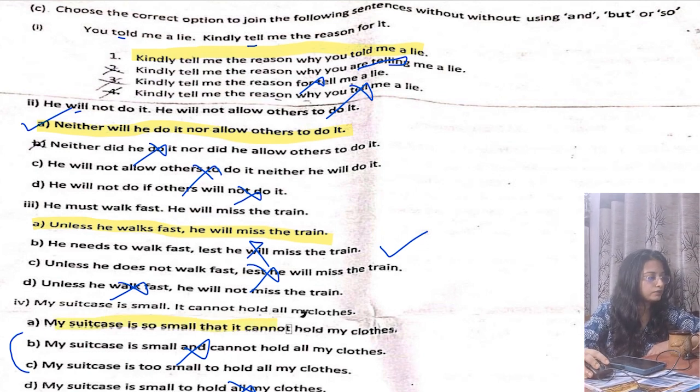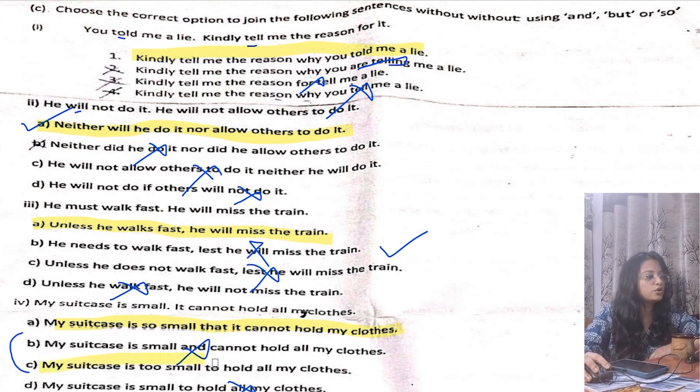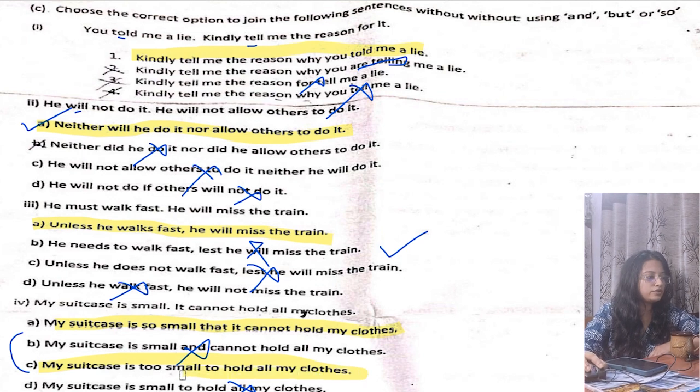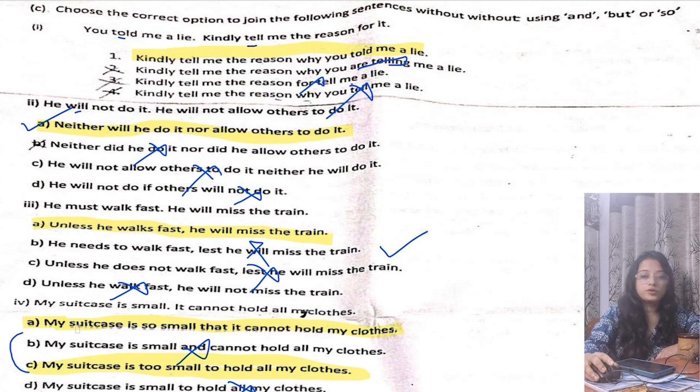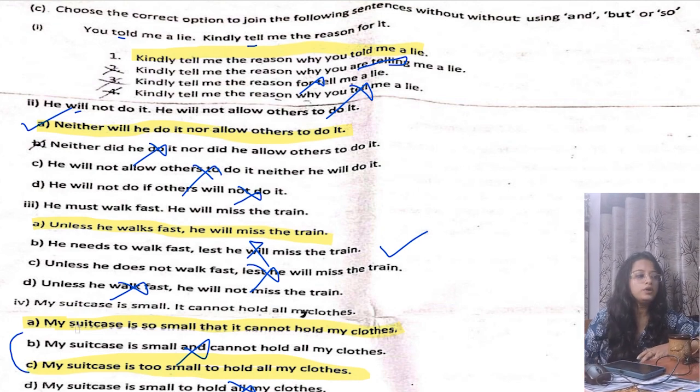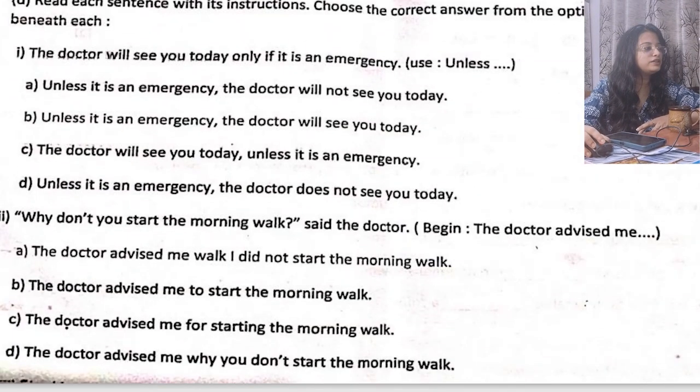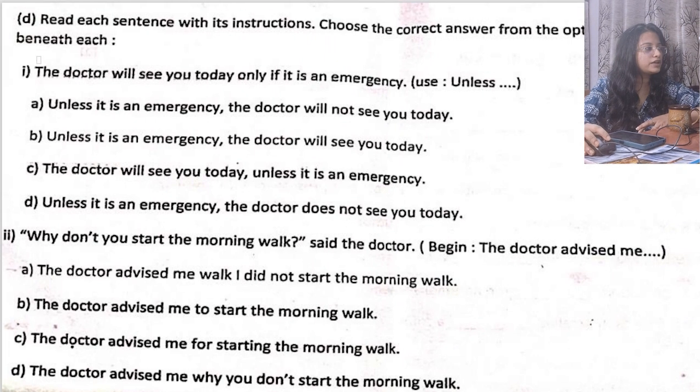Option A has no mistake. Okay. Option C, my suitcase is too small to hold all my clothes. This also is correct. I don't find any incorrect answer. So both the answers should be correct. Now it depends on your school, but both are correct. Next, we will do the transformation part.